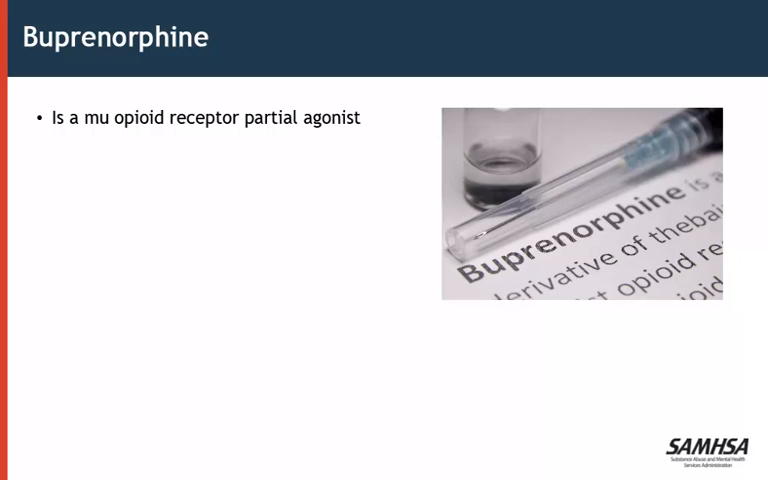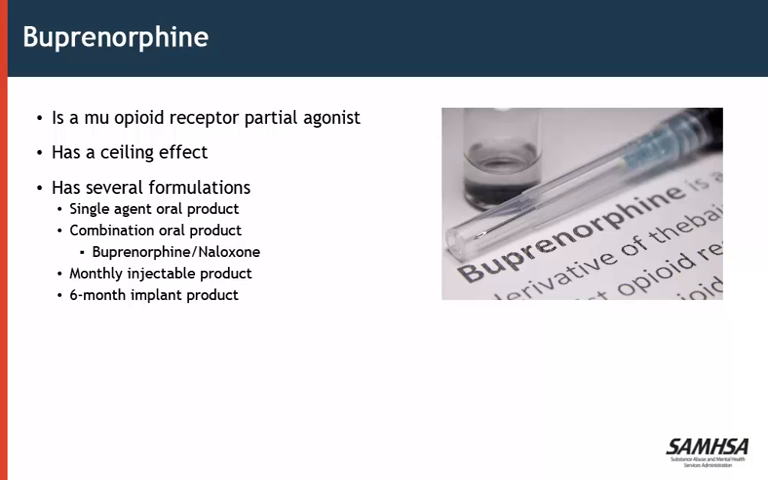Buprenorphine is another pharmacologic option for OUD during pregnancy. Buprenorphine only partially stimulates the mu-opioid receptor. This means there's an upper limit or ceiling to the effects of buprenorphine. As a result, buprenorphine is safer and less associated with overdose. Overdose can occur if it's used with other substances, including alcohol.